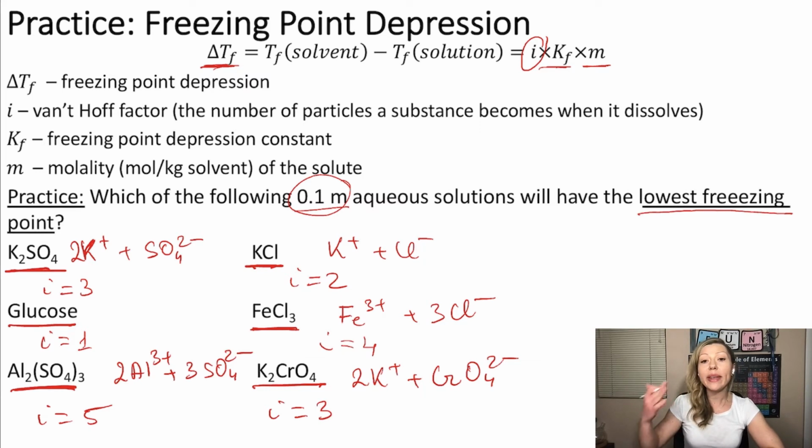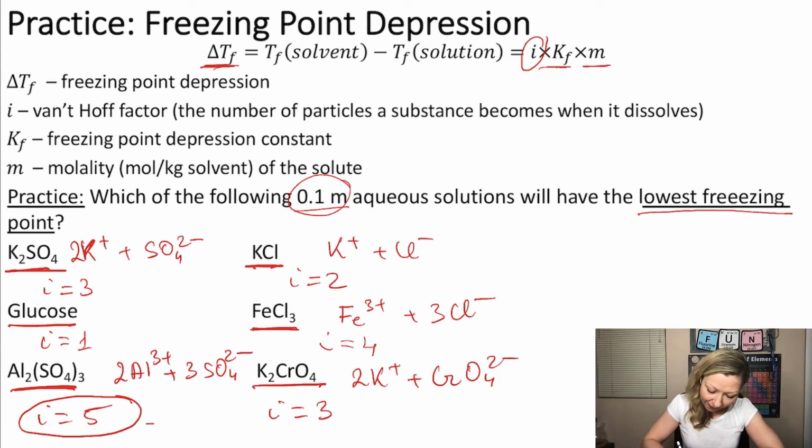So where will we get the lowest freezing point? Where the i is the largest, right? So right here. So the aluminum sulfate solution is going to give us the lowest freezing point in this case.